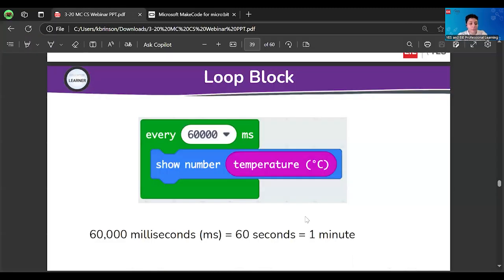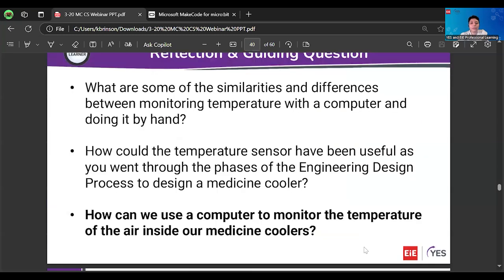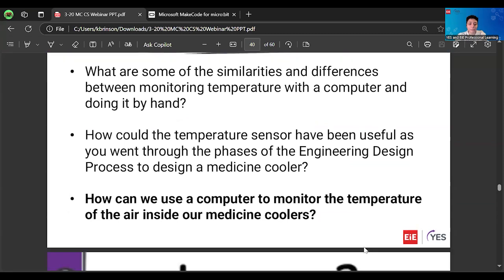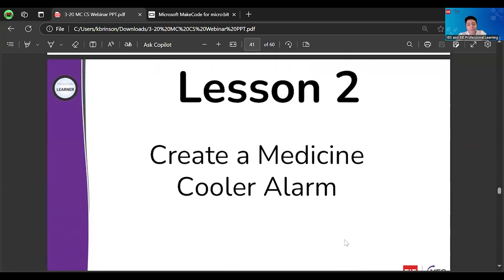So once we're introduced to the loop block, there are some more reflections about how this feels versus doing it by hand. What are some of the similarities and differences? Of course, this is so much easier than recording the temperature every minute by hand. And they're thinking that this would have been really useful when we were testing our medicine coolers. We want to think very critically about how we can make this even better for our medicine cooler. So this launches us into lesson 2, where we want to actually create a medicine cooler alarm.